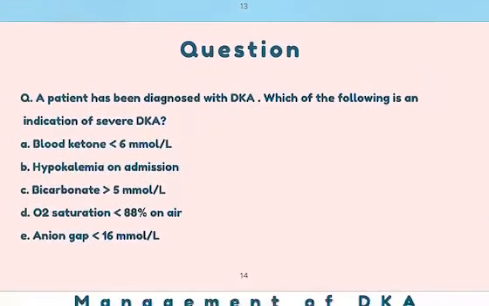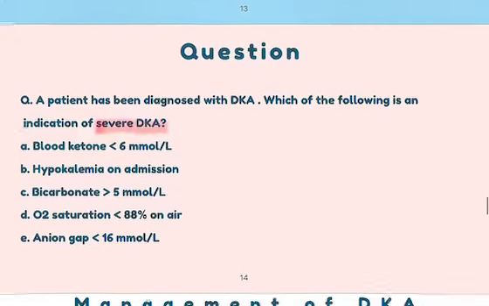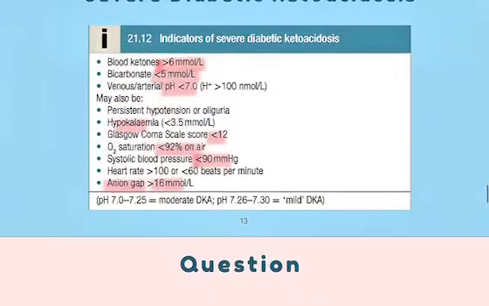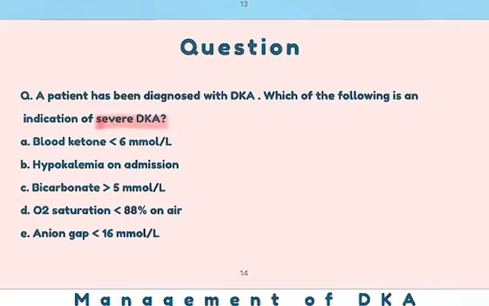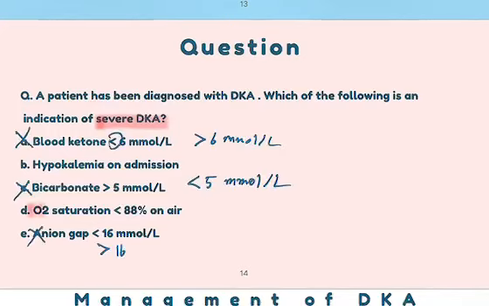So there is another question: a patient has been diagnosed with DKA. Which of the following is an indication of severe DKA? As we have learned the indicators of severe DKA, we can easily answer this question. We know the correct answer now. The correct answer is oxygen saturation less than 88% on room air.